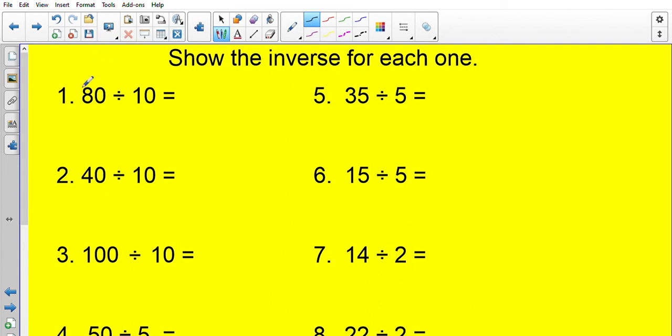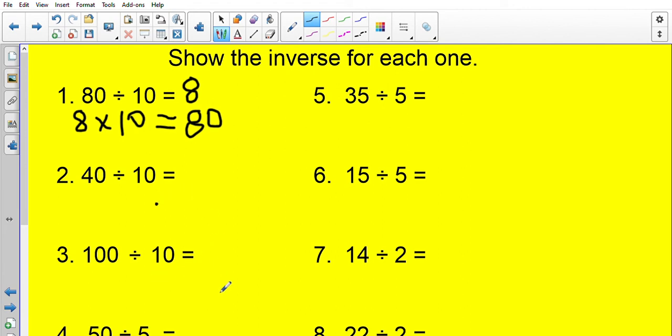So the first one says 80 divided by 10. So 80 divided by 10, I'm going to count in tens. 10, 20, 30, 40, 50, 60, 70, 80. I needed 8 tens. And then what I'd like you to do is write the inverse underneath. So I'd like you to write 8 times 10 equals 80. Just like that. And then for the next one, work out the answer, show the inverse.